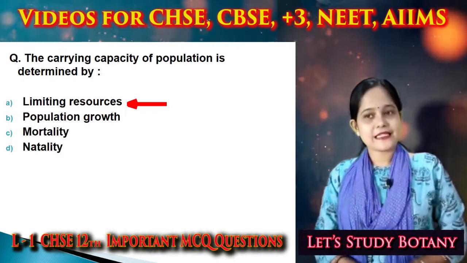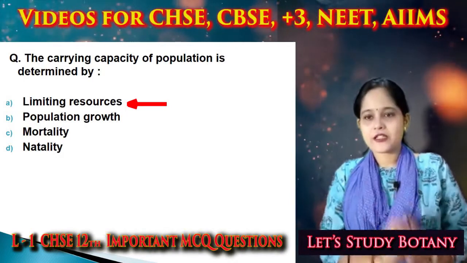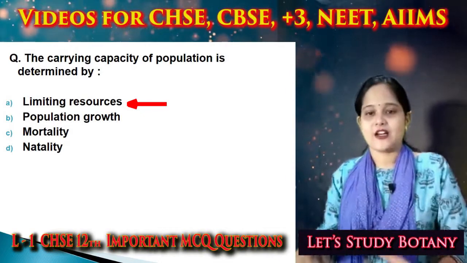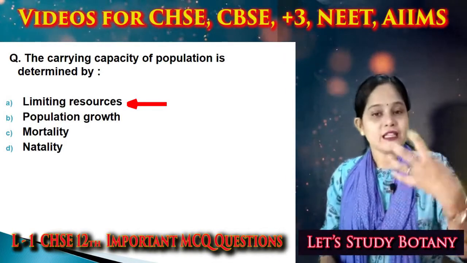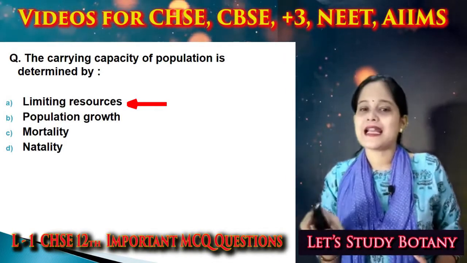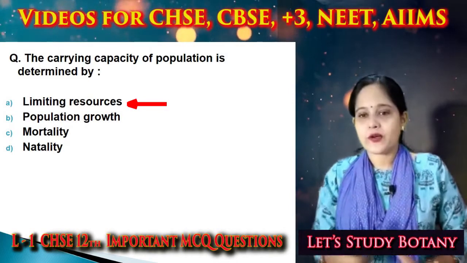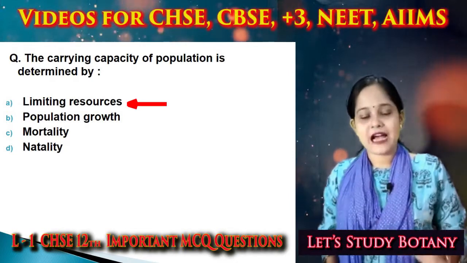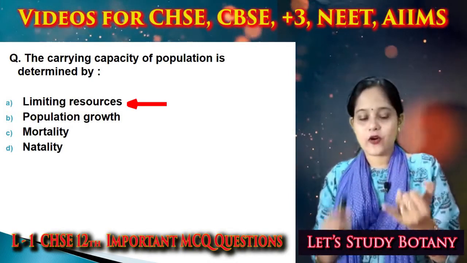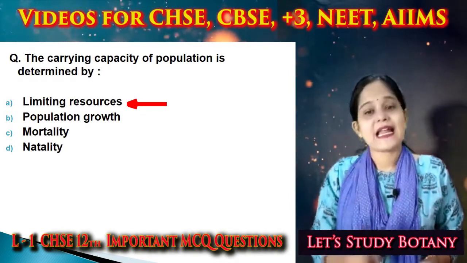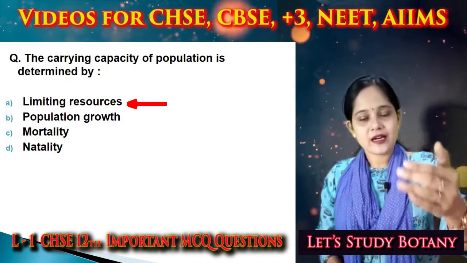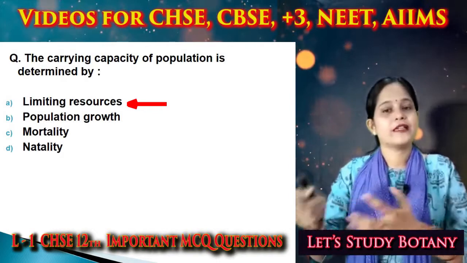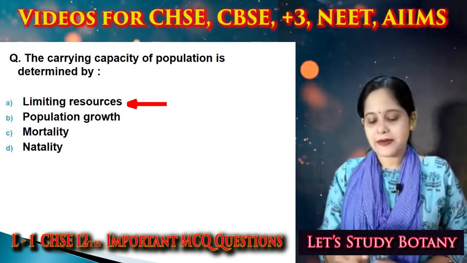The carrying capacity of an environment refers to the maximum number of organisms that it can support in the environment. So the carrying capacity is determined by the available resources like your food, your habitat and your water. So the limiting resources, the available resources, are responsible for determining the carrying capacity.